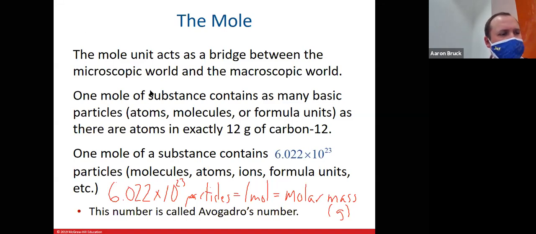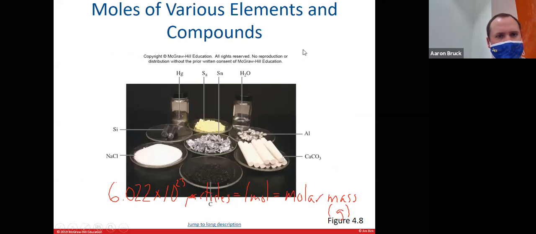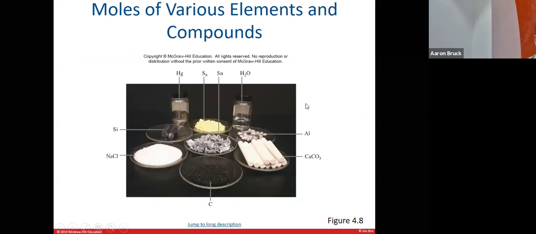So when it comes to moles, we can measure moles for a variety of different substances. We can measure moles for not just atoms, but for molecules as well, or for atoms within those molecules.